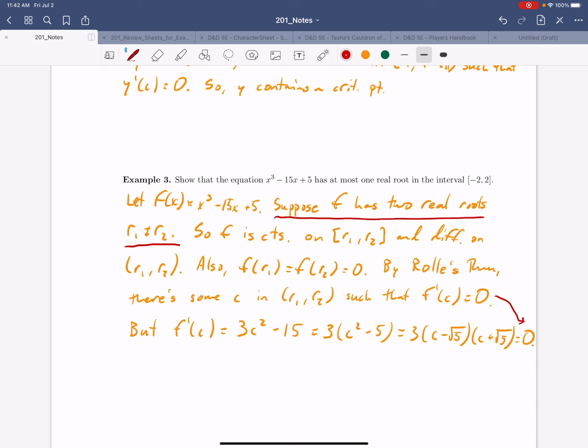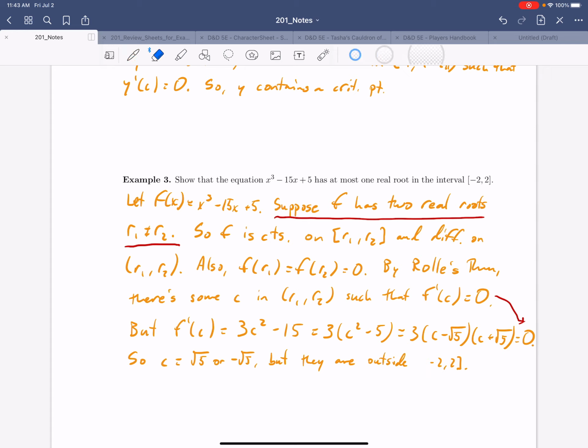Does anyone see the problem with that? So in this case, it looks like c would have to equal root 5 or negative root 5, but those two values are outside our interval. Right? That's a contradiction.